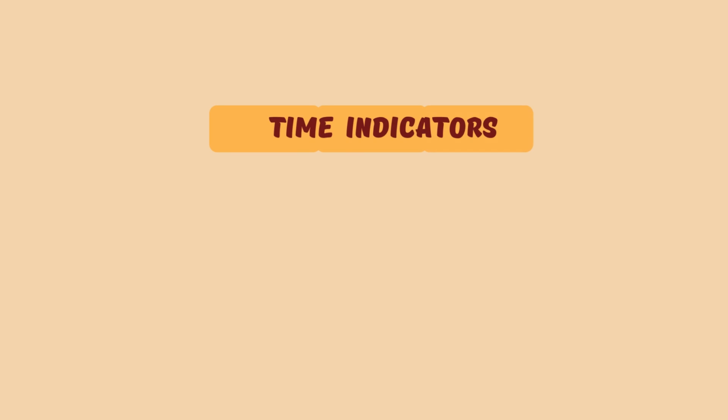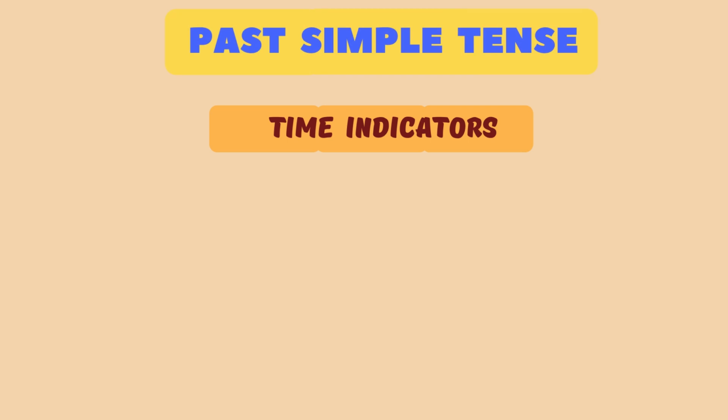Time indicators help to determine the tense in a sentence. You always use the past simple tense when you say when something happened, so it is associated with certain past time expressions.